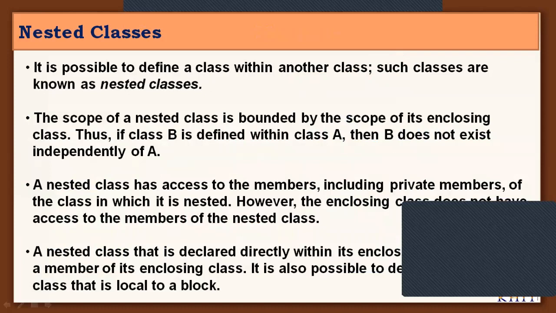Coming to the next one, nested classes. It is possible to define a class within another class. So this is the concept called nested. The scope of a nested class is bounded by the scope of its enclosing class. That enclosing class is nothing but an outer class, and the nested class is nothing but an inner class. The inner class is bound by the scope of the outer class.